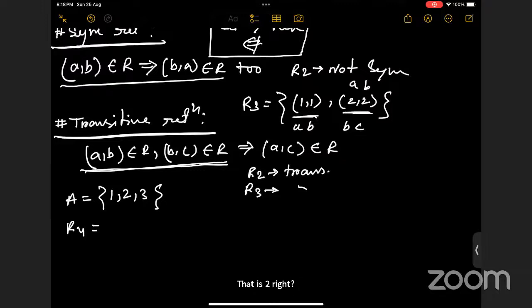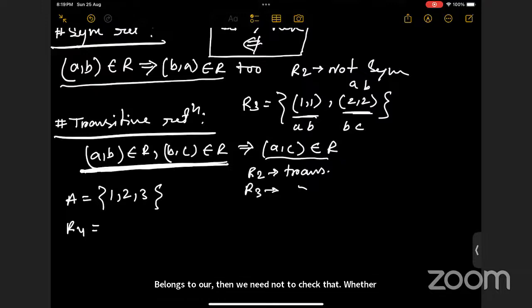So we don't have any BC. So we don't have this condition. If this condition holds, then it will imply AC belongs to R. But if we don't have AB and BC belonging to R, then we need not check whether AC is in R or not.